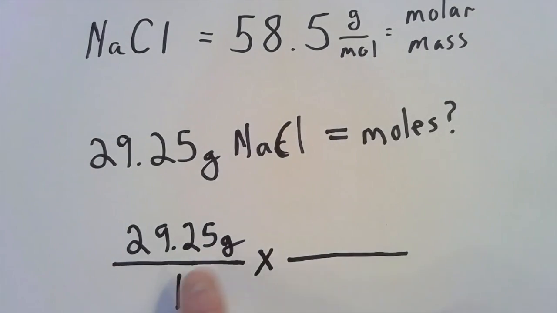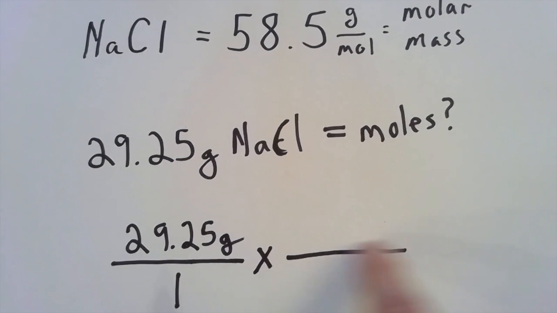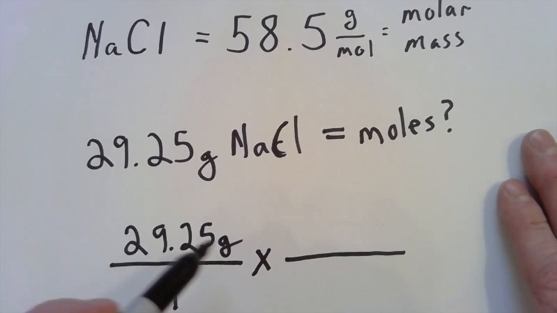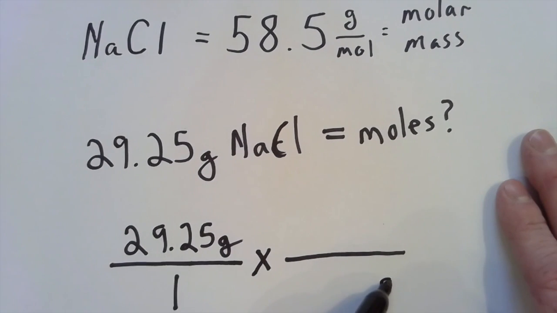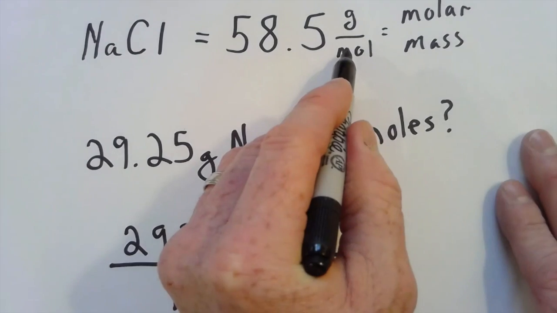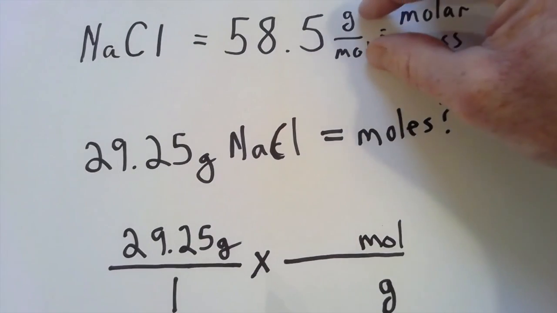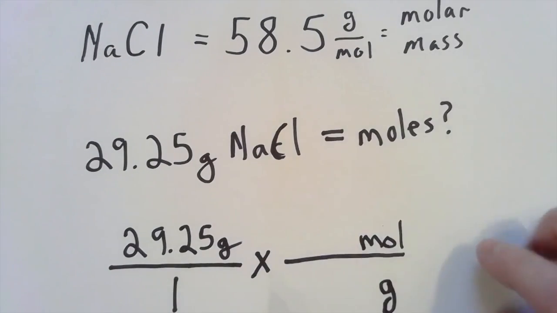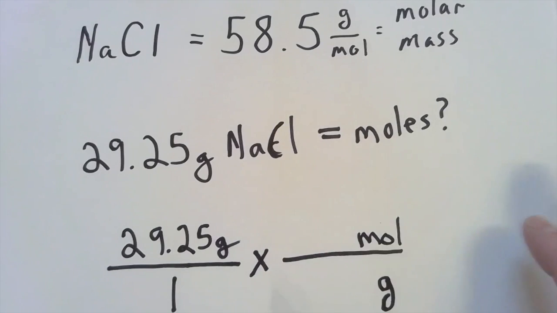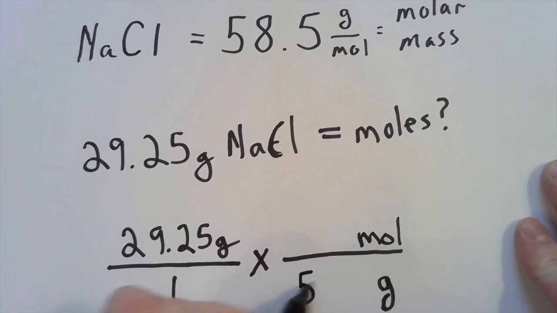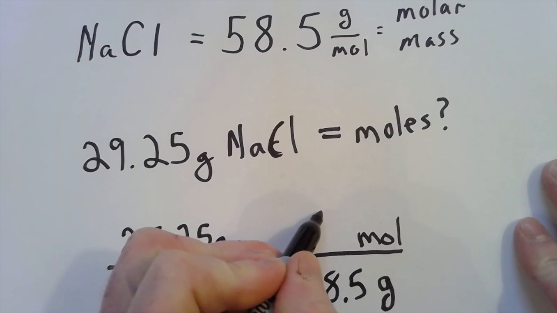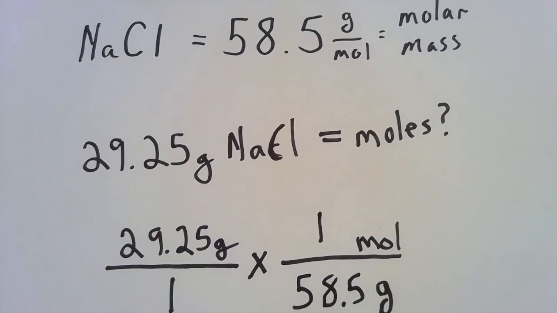Now, if I multiplied it by the molar mass, it'd be 58.5 grams. Grams times grams doesn't help me. I want to cancel grams. So I'm going to put grams on the bottom, and I'm going to put moles on the top. All I did was take these units and flip them, which instead, now I need to flip the number. So 58.5 grams goes here, and now 1 goes here.